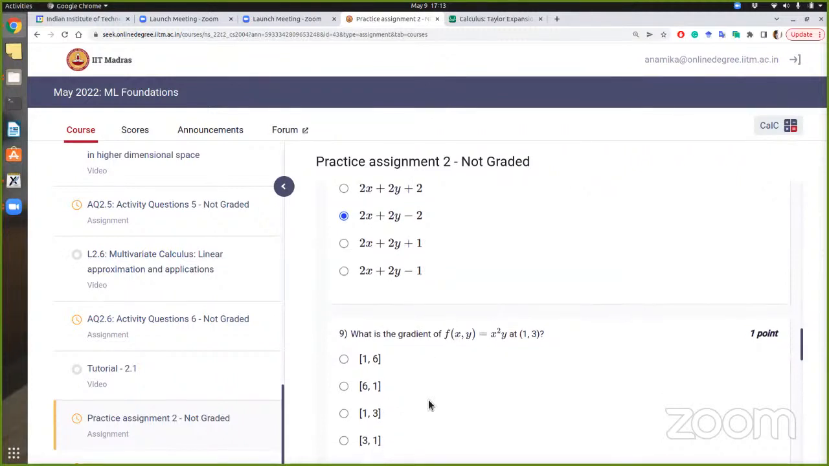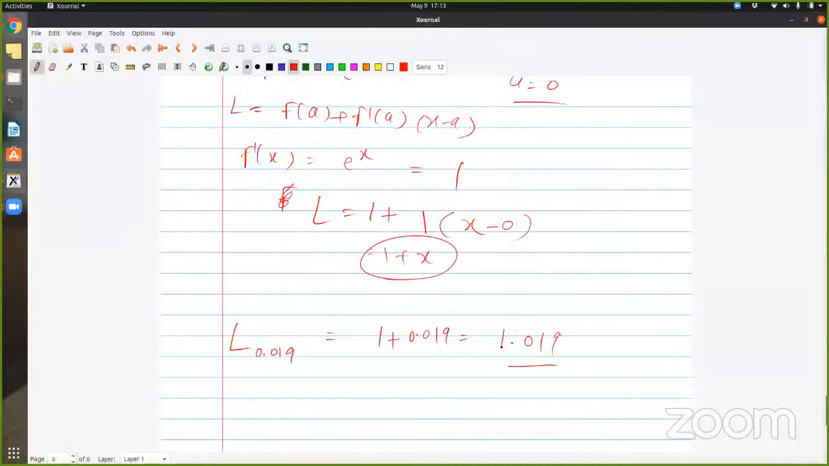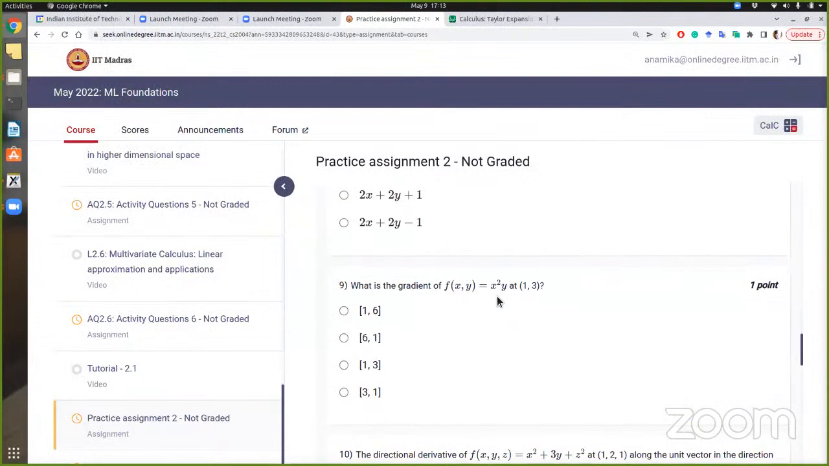What is the gradient of f of x, y equal to x squared y at (1, 3)? So dou f by dou x will be 2xy and dou f by dou y will be x square, right? 2xy will be 6, yeah. Not y square, x square. That is 1, yeah. (6, 1).